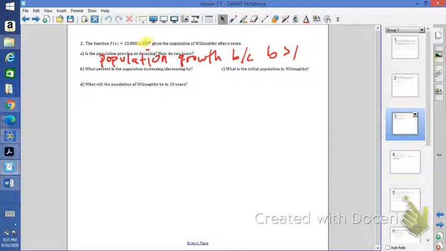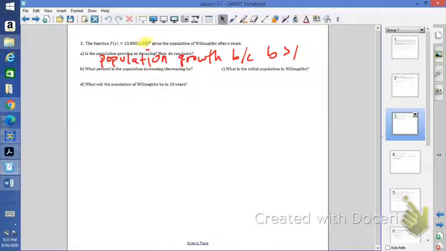Alright, had to pause it. So there you have it. Population growth is what we have because our b is greater than 1. Alright, what percent is the population increasing or decreasing by?